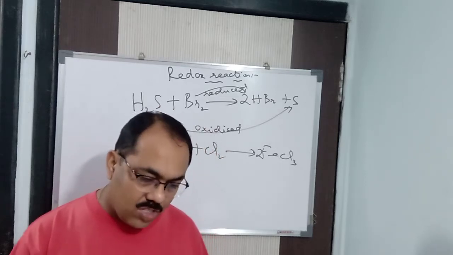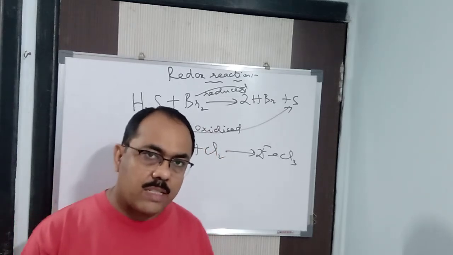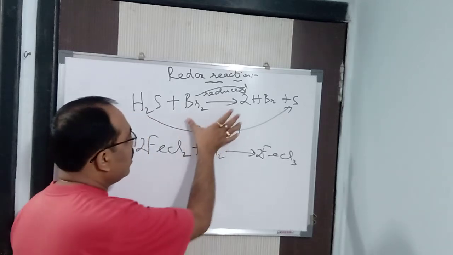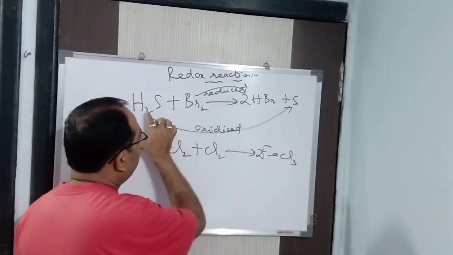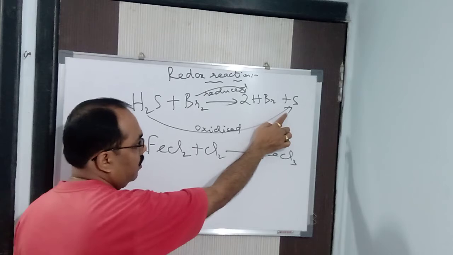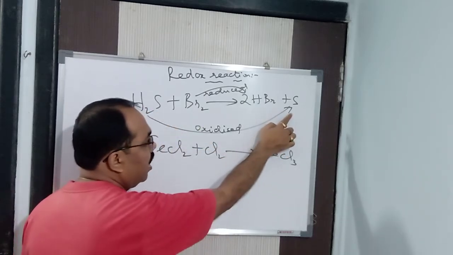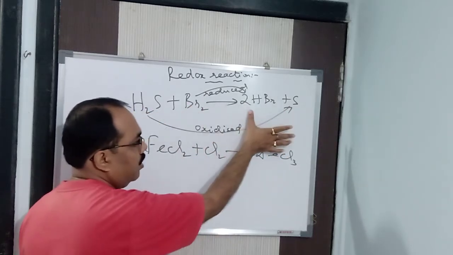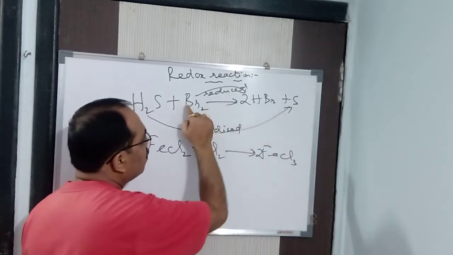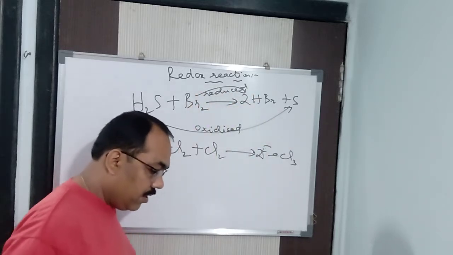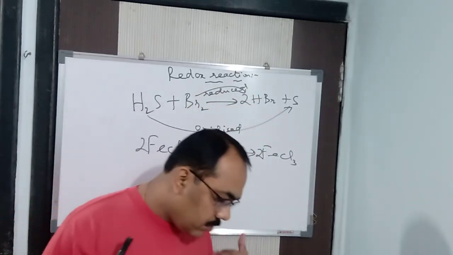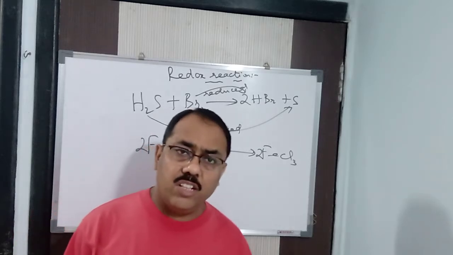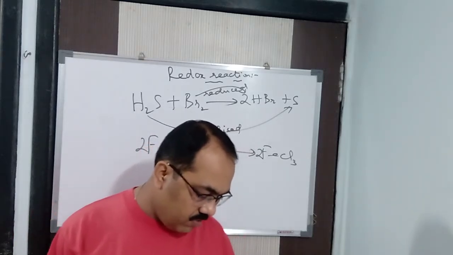So in a particular reaction, when oxidation reduction takes place together, this is known as the reduction half reaction, and this is called the oxidation half reaction. This is called half reaction because the total reaction is made of the two halves. Remember it. Together it is called a redox reaction.